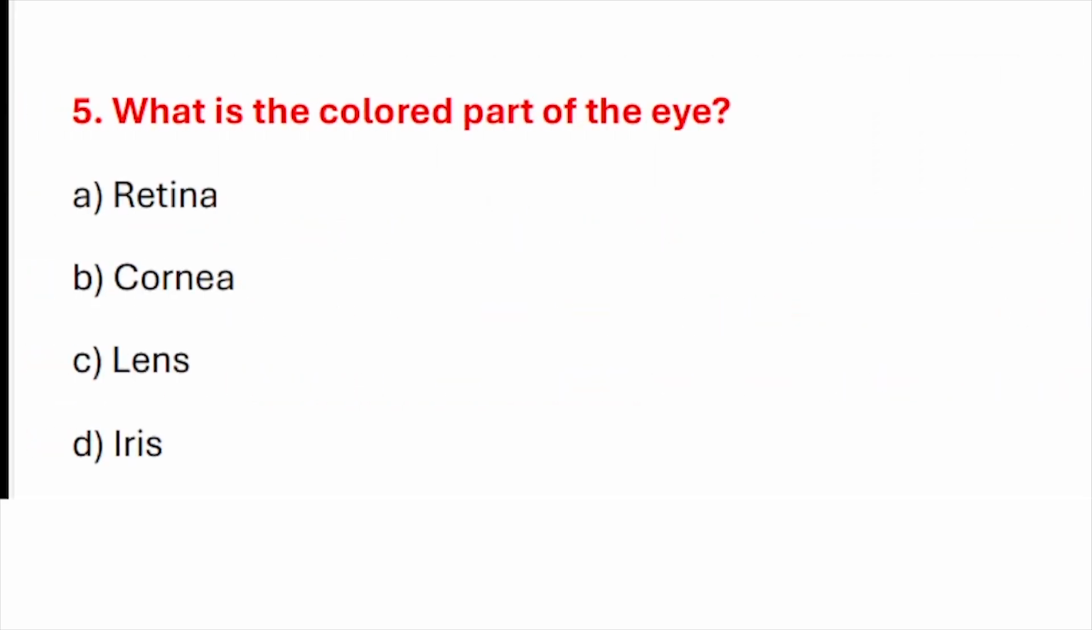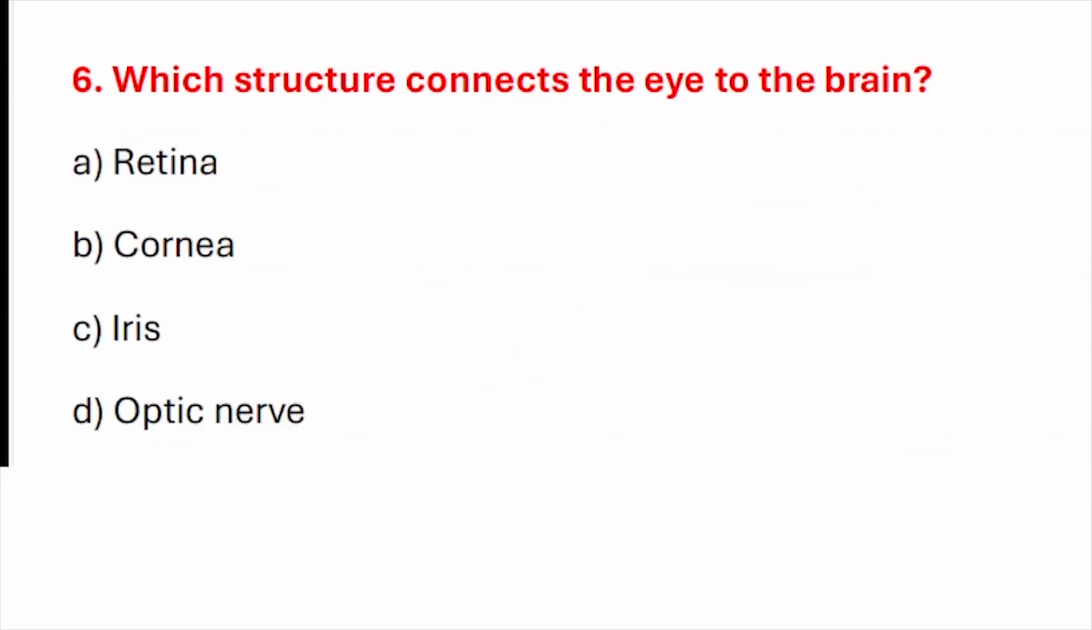Question number 5. What is the colored part of the eye? Correct answer is option D, iris. Question number 6. Which structure connects the eye to the brain? Correct answer is option D, optic nerve.